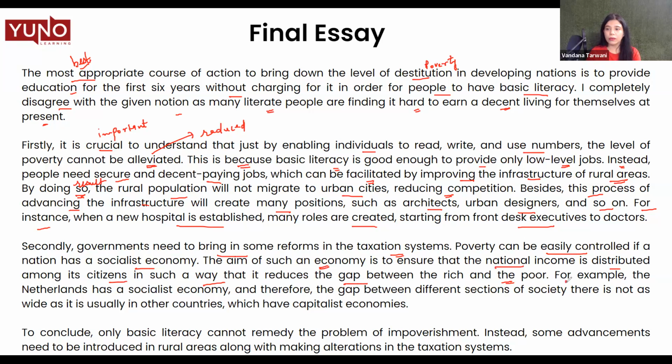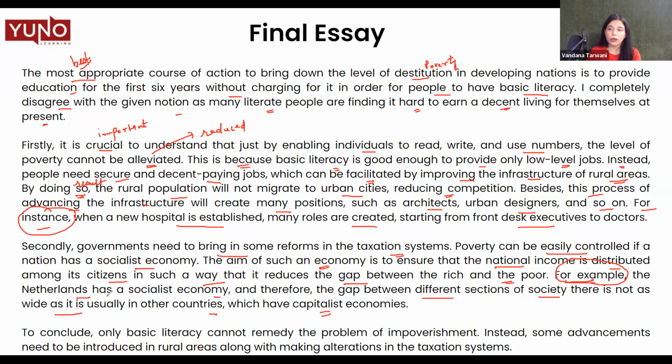Now here we are using this transition linker. For example, in body paragraph 1, we were using the transition linker, for instance, whereas here we are using for example, because we don't want repetitive language. We are saying, for example, the Netherlands has a socialist economy, and therefore the gap between different sections of society there is not as wide as it is usually in other countries which have capitalist economies. So in capitalist economies, private sectors are more dominating as compared to the government sector.